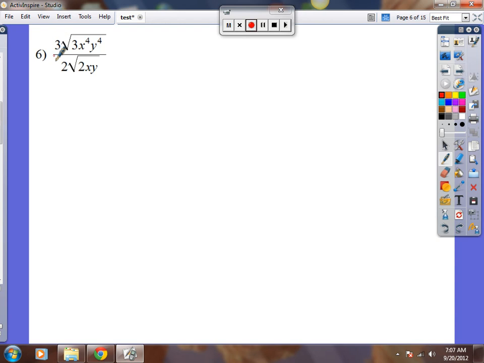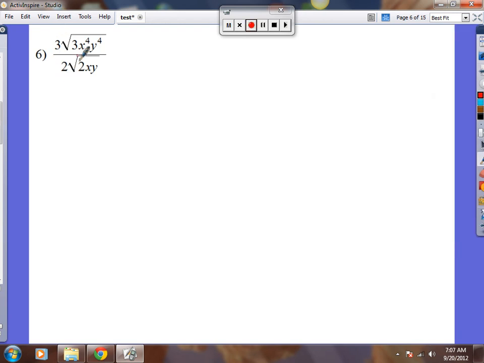Okay, let's see if we can clean up a 3 and a 2. No, a 3 and a 2, no. But yes, on your variables, you can clean these up. Okay, I've got x to the 4th on top, and I've got x to the 1 on bottom. This x to the 1 on bottom is going to cancel one of these x's on top.